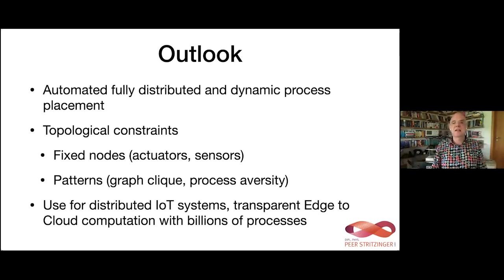We could use stuff like this, and we want to use it with IoT systems, transparent edge to cloud computation. And we want to do this with billions of processes. I mean, millions of processes is boring for Erlang, but we want to scale this up by three orders of magnitude. And we want to figure out what else we can achieve, scalability-wise and algorithm-wise, and also AI-wise, if we implement, for example, heuristic search algorithms for classical AI, and we assume that we have billions of processes and we don't have to manage them. They take care of themselves. And that's the end of my talk. Thank you for listening. So, questions?